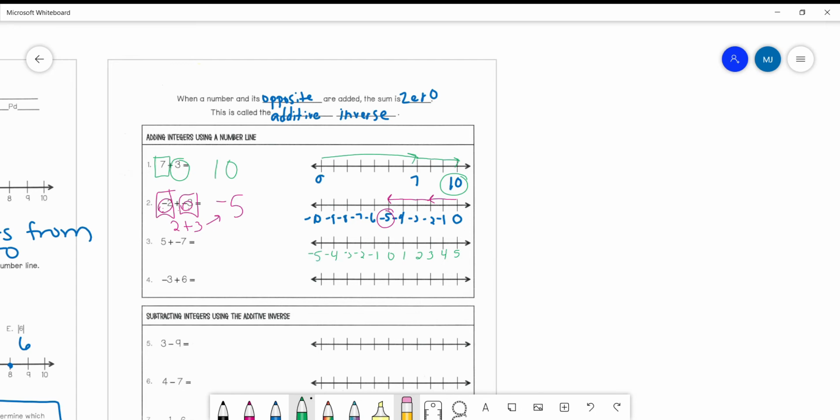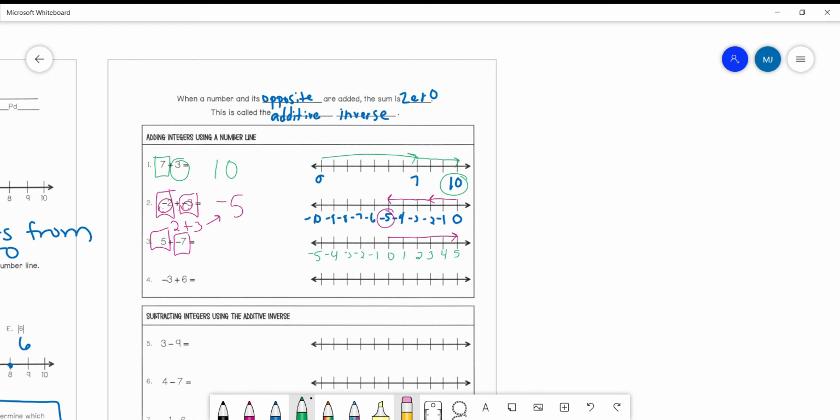So this looks like a good way to do this one. The 0 is in the center. The first thing I want to do is model 5. So 0 to 5. Now at this point I want to model -7. So I'm adding -7, so I want to go back to the left 7. So from here I'm going to go back 7.